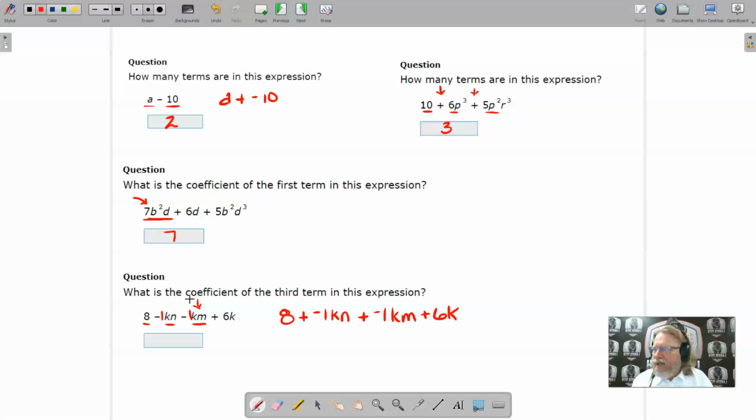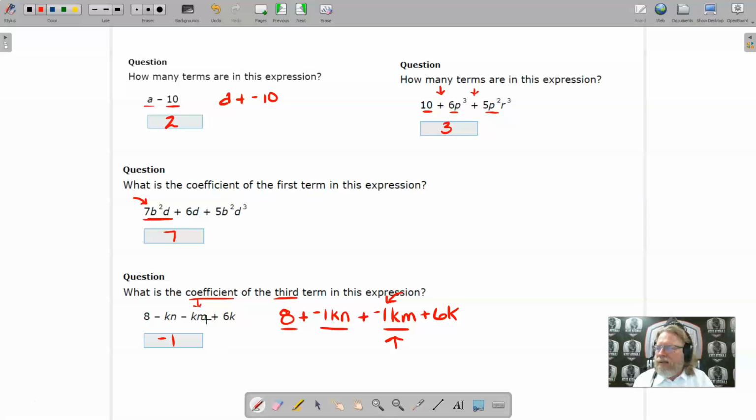Now, what is the coefficient of the third term? So we go 1, 2, 3. We're talking about this term here. What value do we have out in front of the variables? That number is negative 1. So remember, wherever you see a subtraction sign, let me erase this here, wherever you see a subtraction sign, realize that that's a negative 1, and I'm looking for one. We'll see one later where even if it's a plus sign, it's a positive 1.